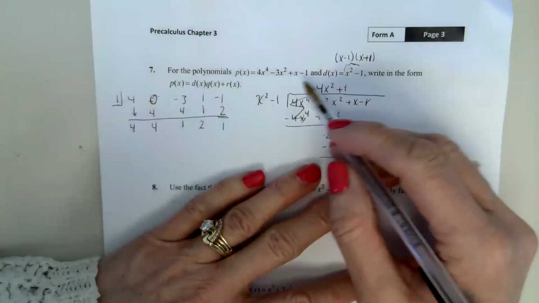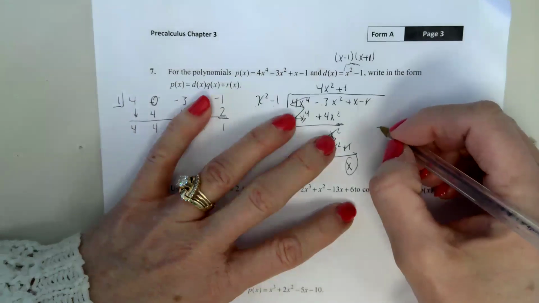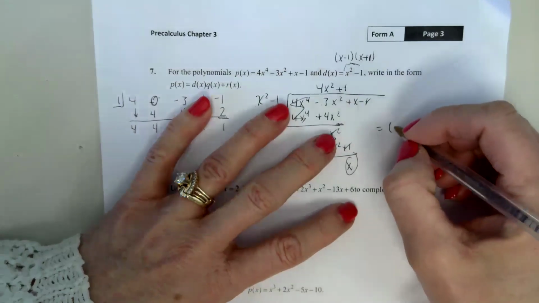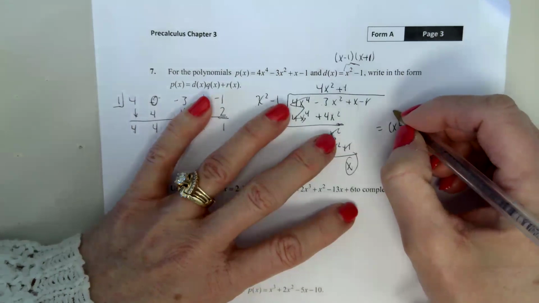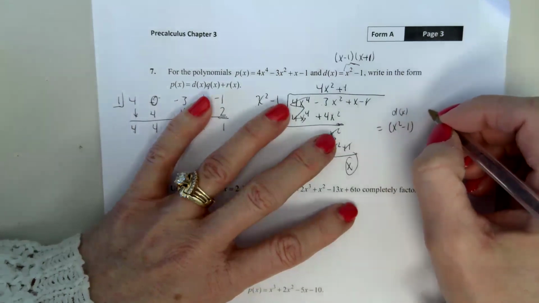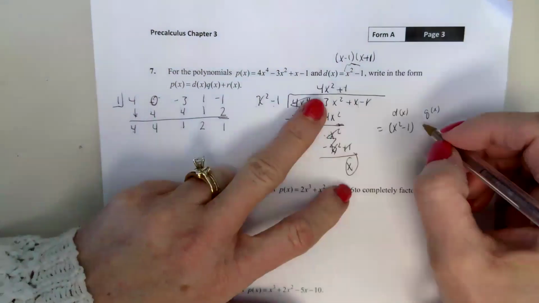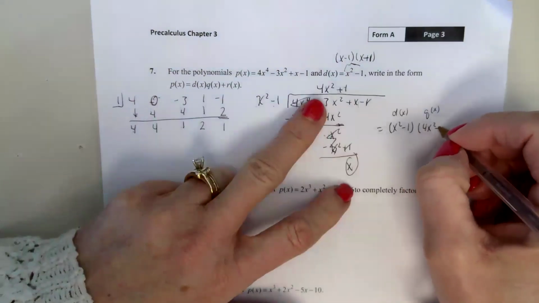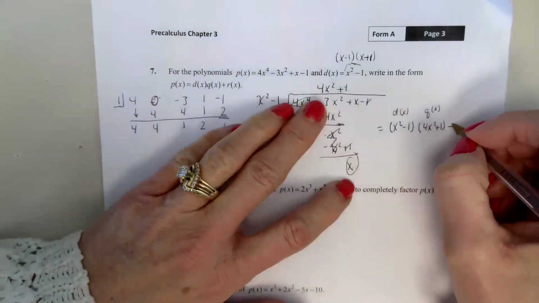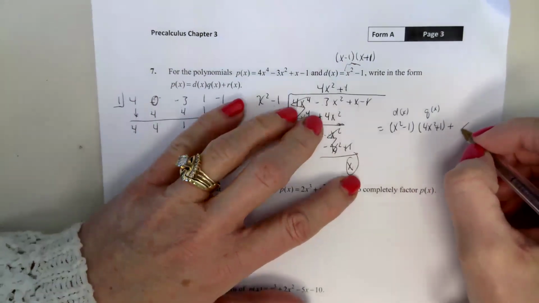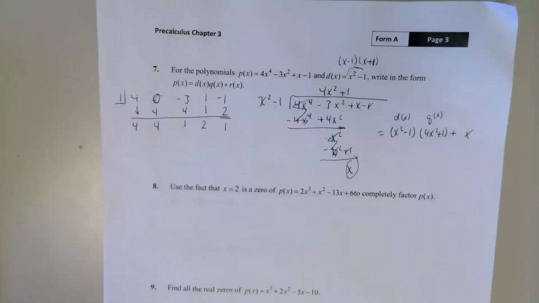So this is going to be my d of x, which is x squared minus 1 is my d of x. And then my q of x is this 4x squared plus 1 right here, plus my remainder is just x. That was a little tricky.